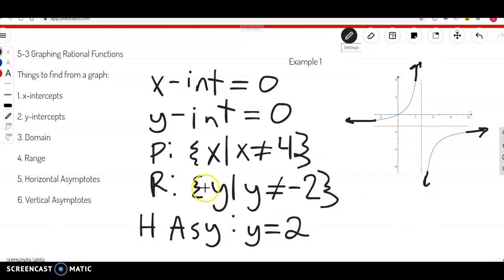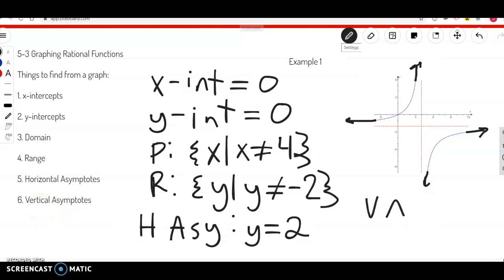Notice this is similar to our range. So the horizontal asymptote is often going to be found based on our range, though not always. One of them is not equal, one of them is equal. In a similar way, that's how we're going to find our vertical asymptote.